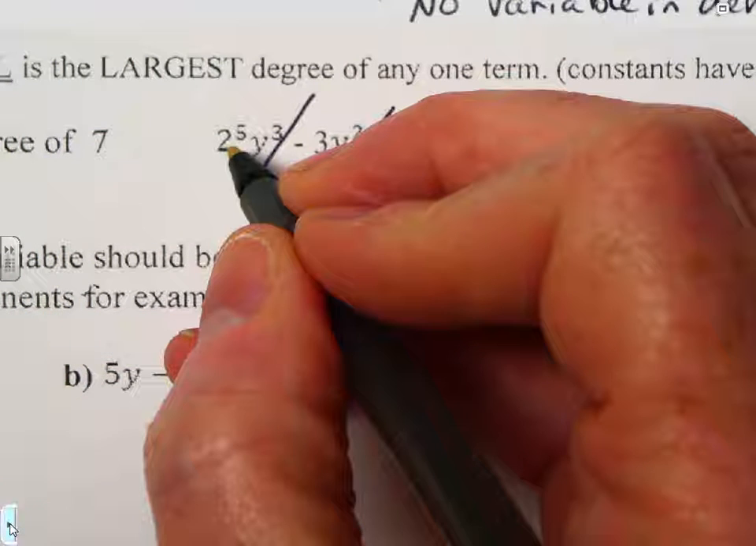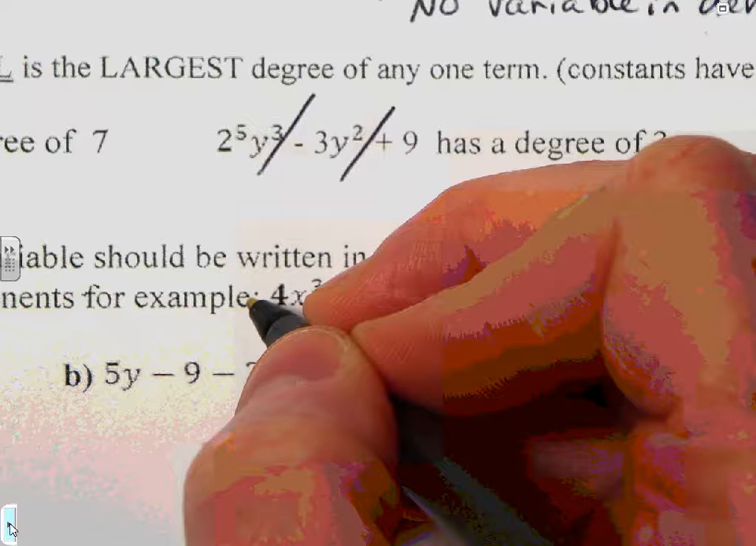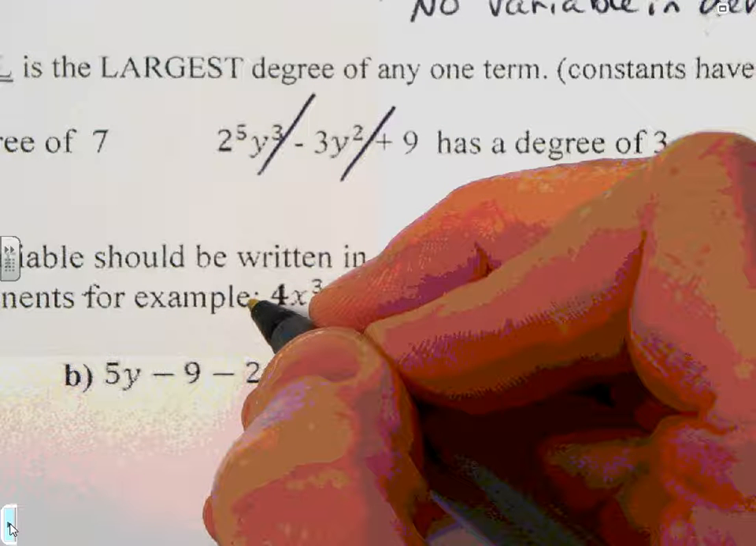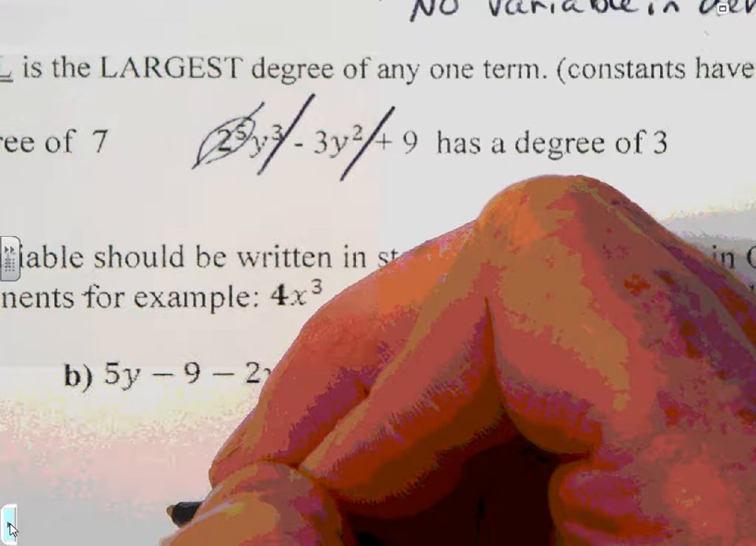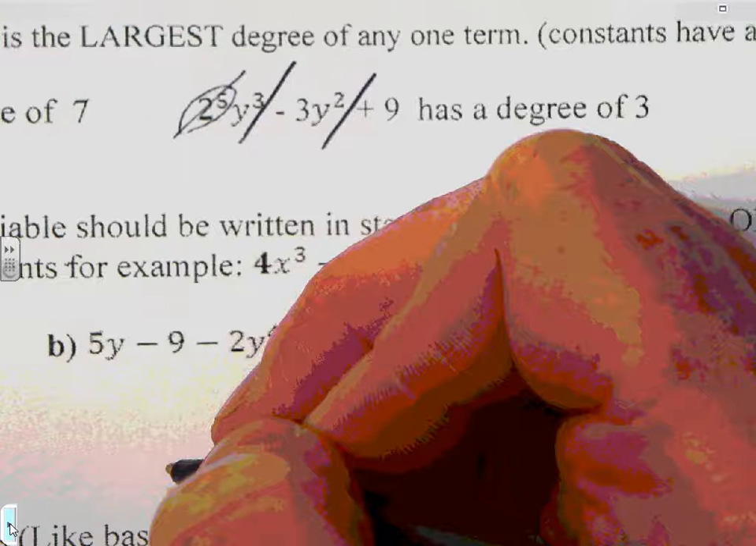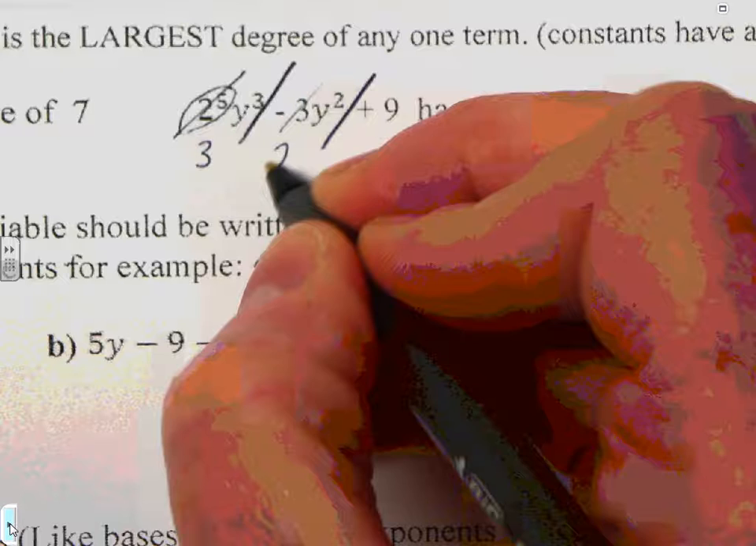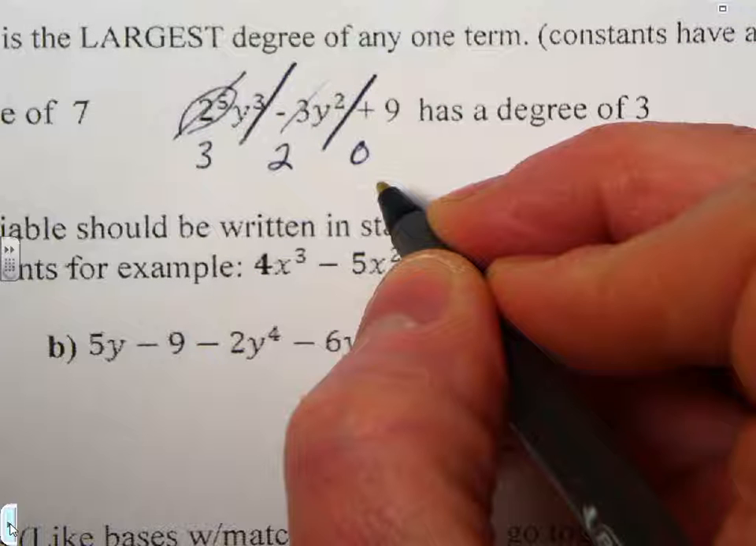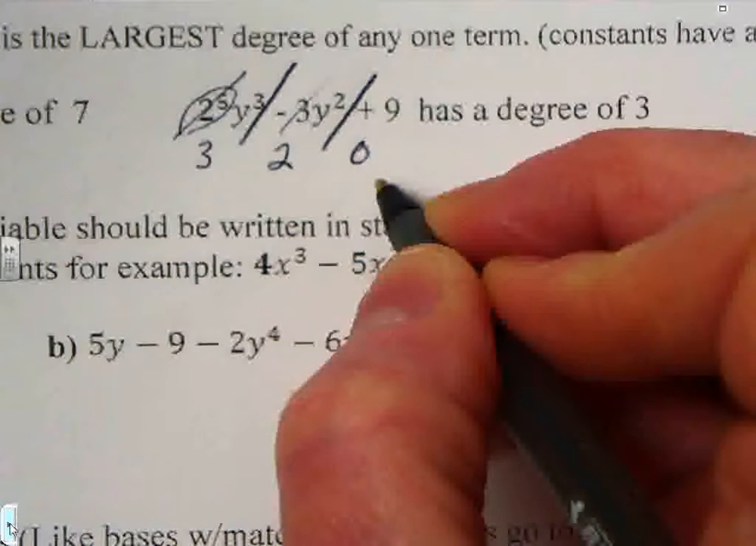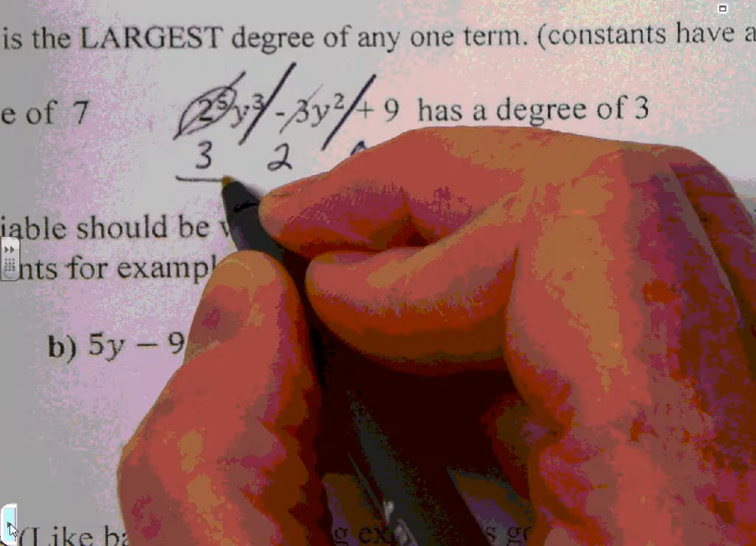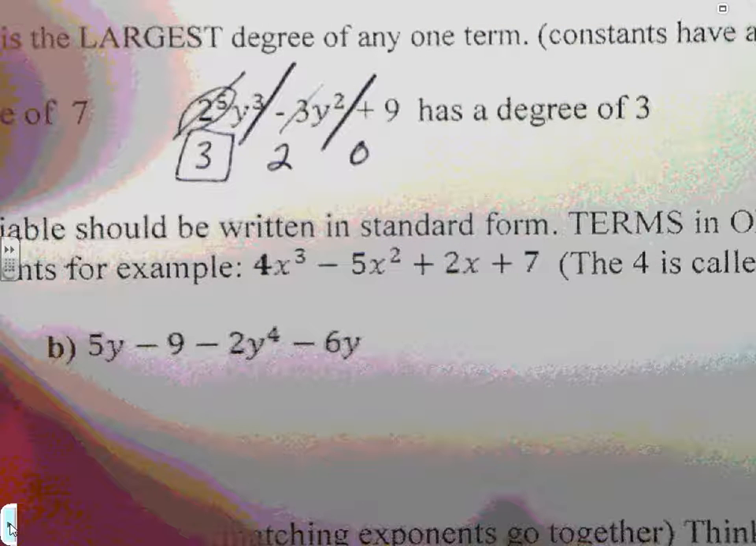Do not automatically just jump and start adding exponents together just because you see them. You need to add only the exponents that are on the variables. This exponent turns it into a 32, so it doesn't count. It would have a degree of 0. So what would the degree of this first term really be? 3. How about the second term? 2. And the last term? 0. So who was the largest degree here? 3. The first term had the largest degree, so the degree for the entire group is 3.